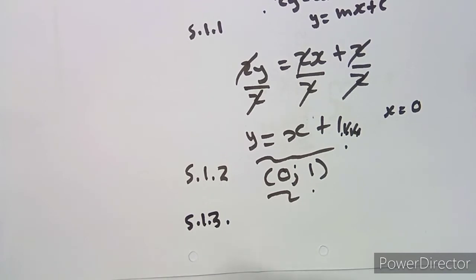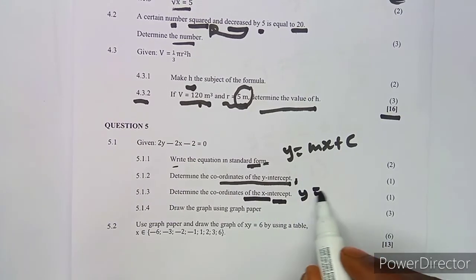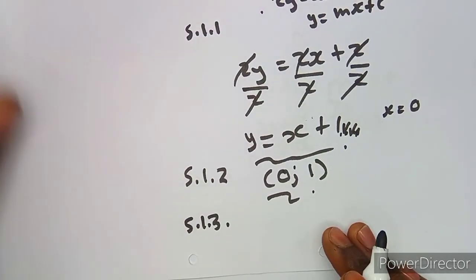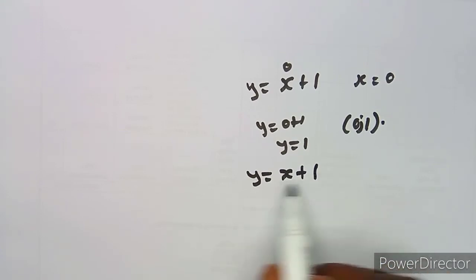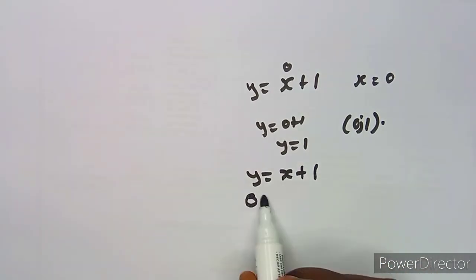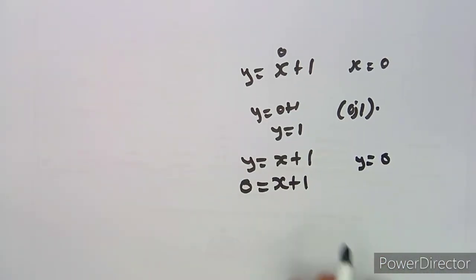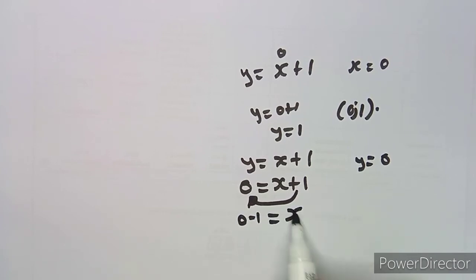Then on 5.13, we need to determine the coordinate of the x-intercept this time. So at the x-intercept, y is equal to 0. So you're going to have y is equal to x plus 1, and y is equal to 0, so you're going to have x plus 1 equal to 0. So what will be the value of x? Transpose this, it's going to be 0 minus 1 is equal to x, which is minus 1.